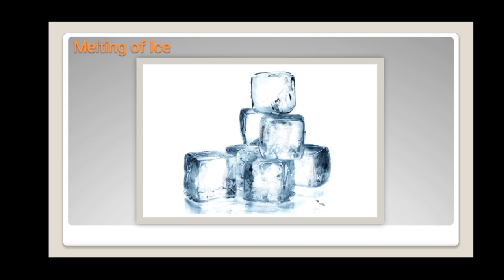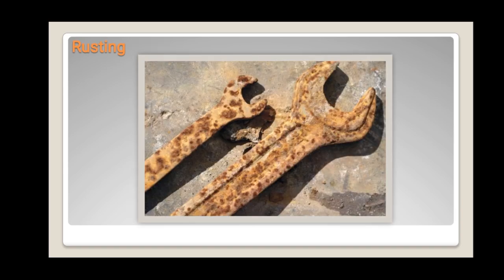So let's take another example, that is rusting. Rusting means zang lagna. That is also a kind of slow change. The exposure of iron or an alloy of iron to oxygen in the presence of moisture leads to the formation of rust. So that is the rusting of iron.